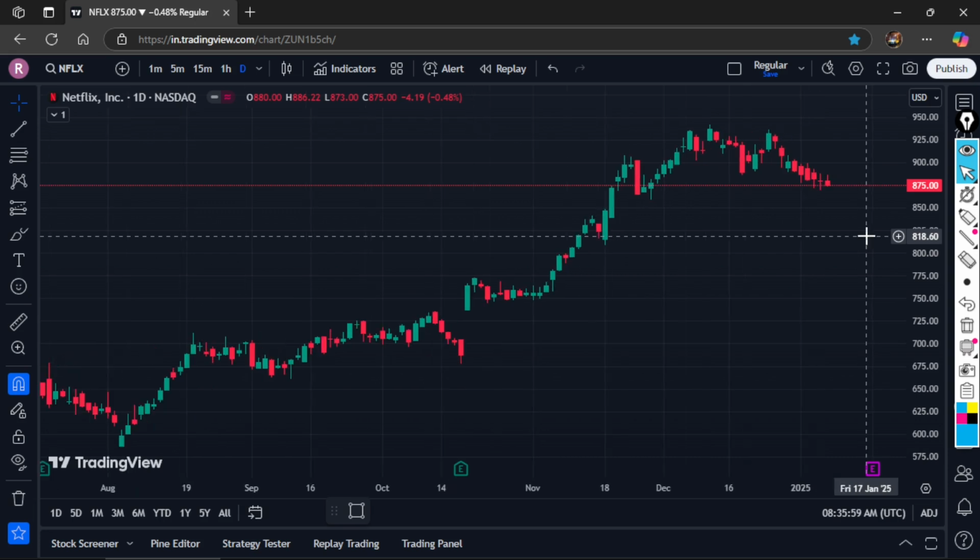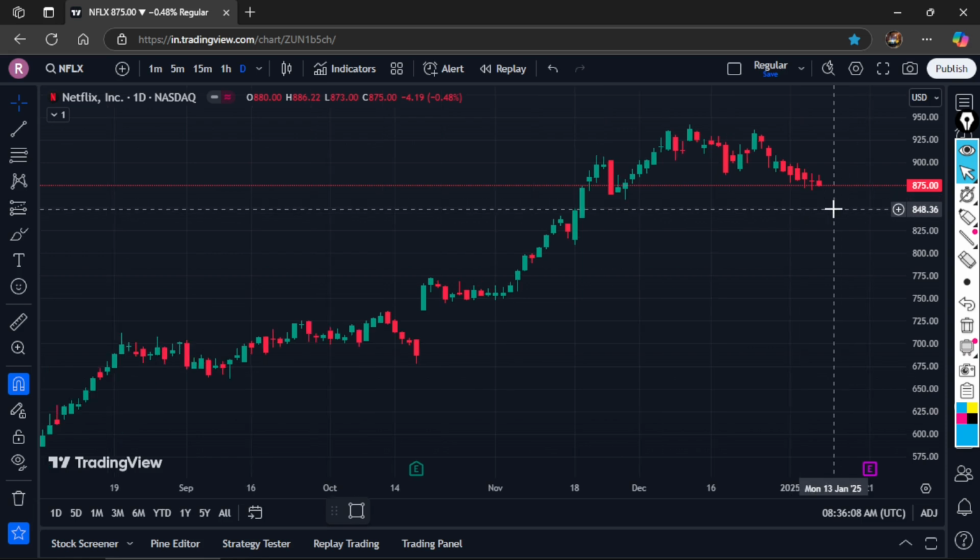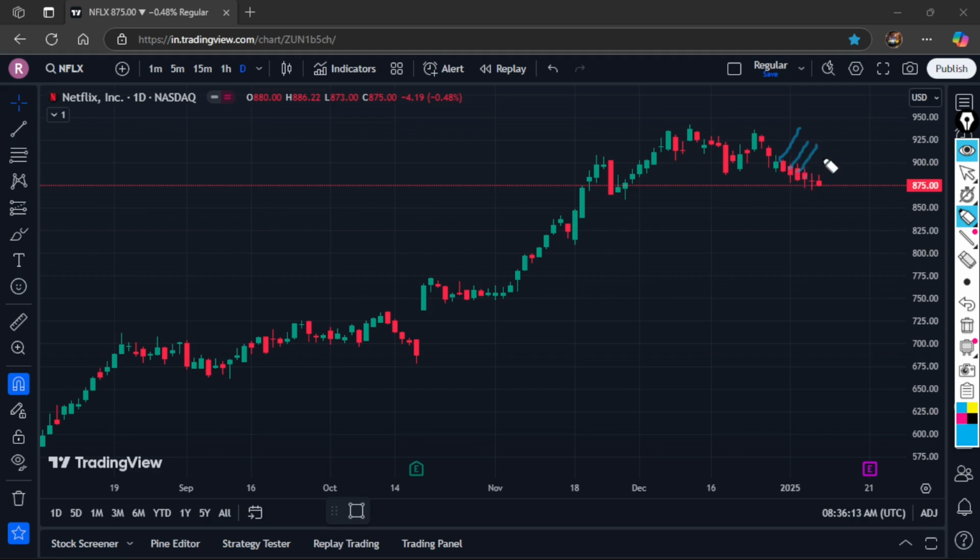Here in Netflix, we can see that it has been making continuous red candles. If we count 1 2 3 4 5 6, it has made six negative candles continuously, and no green candle has been made. So if it opens gap up, one kind of buying side move can be expected here. I'm not saying that it is going to make a very big green candle or something like that, but one green candle is pending here.